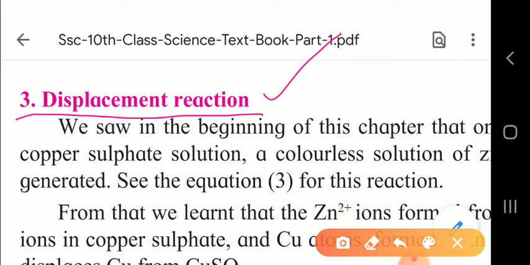So children, here two terms are used, atom and ions. What is the difference between these two terms? I think you must be knowing. Still, I'll explain to you that if you write only Zn, then it is an atom. But if you write Zn plus 2, it is an ion, because it has plus 2 valency. So this is the difference between ion and atom. Now, how the reaction will take place, we'll see here.